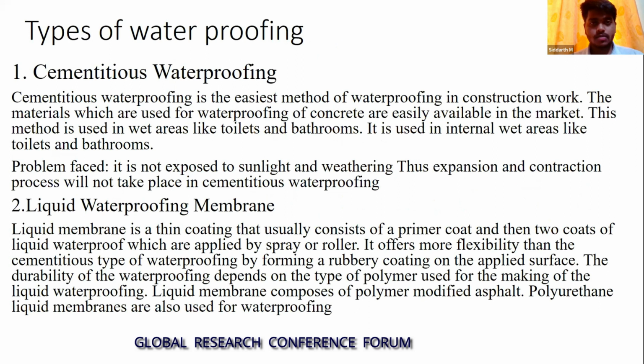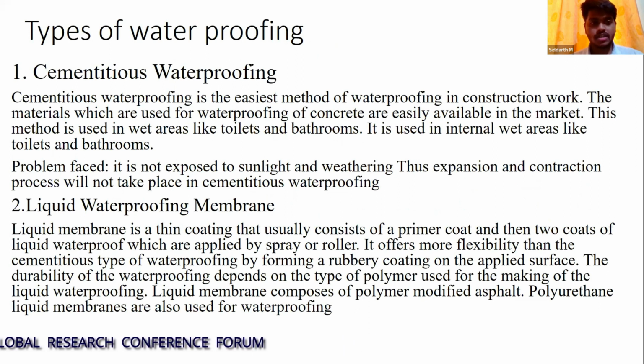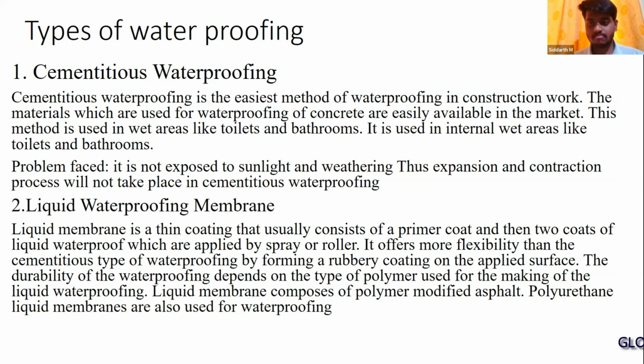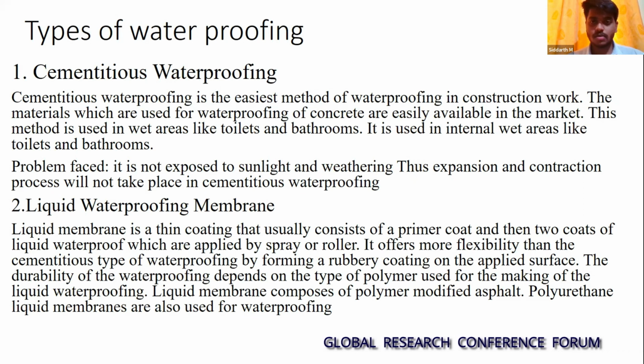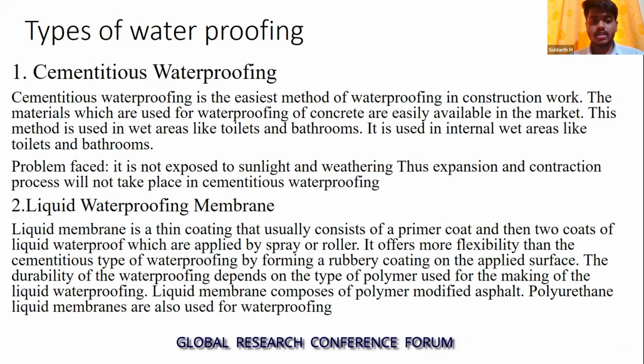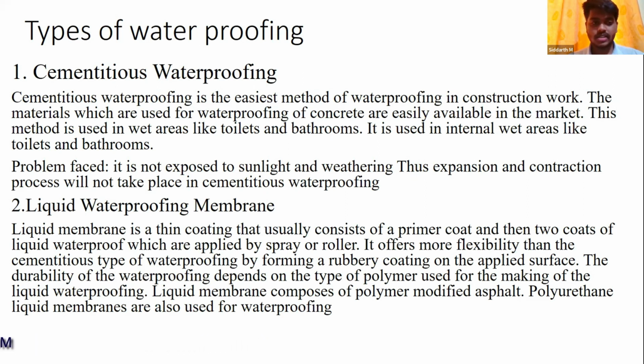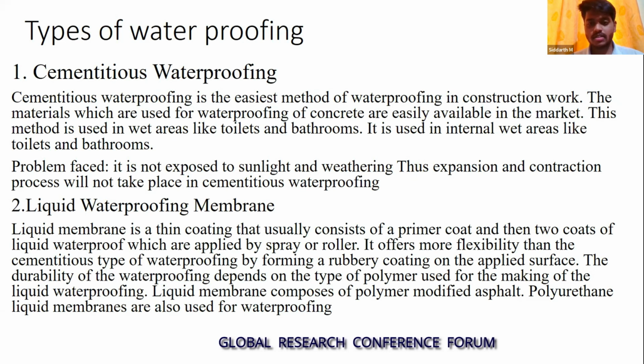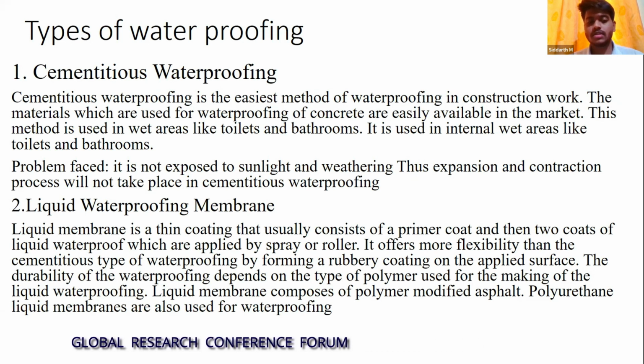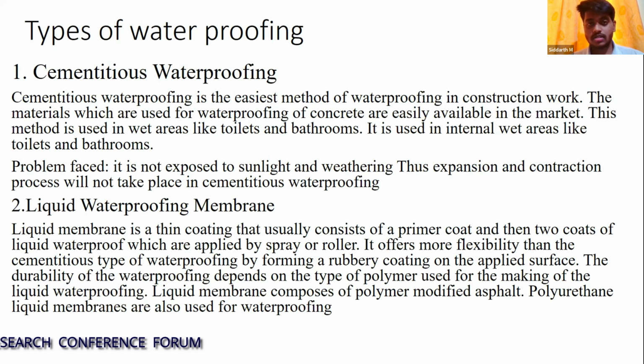And there are different types of waterproofing. First one is cementitious waterproofing, which is the easiest method of waterproofing presently used. The materials which are used for this kind of waterproofing are available in the market. This method is mostly used in wet areas like toilets and bathrooms. It is used in internal wet areas. The problem faced in this process is that it is not exposed to sunlight and weathering, thus expansion and contraction process will not take place in cementitious waterproofing.